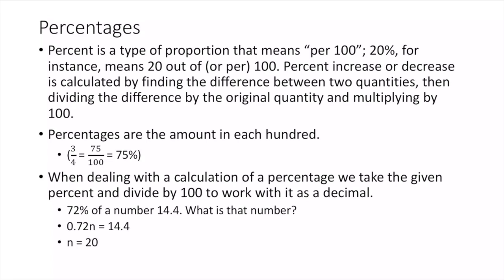Okay, so percentages. Going on the same topic that we've been talking about. We're pretty familiar with what percentages are, but what they are is just another ratio or proportion. And in this case, instead of a rate being per year, a percentage is per 100. So for instance, 20% would mean 20 out of 100.